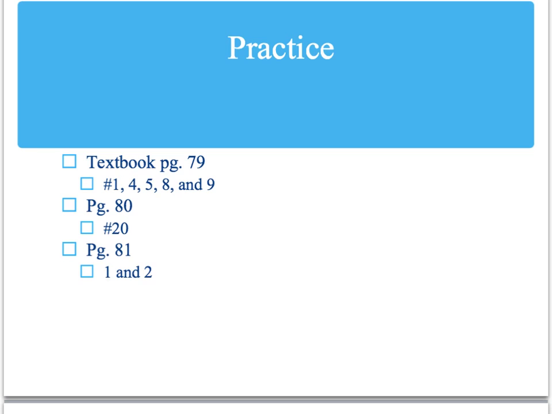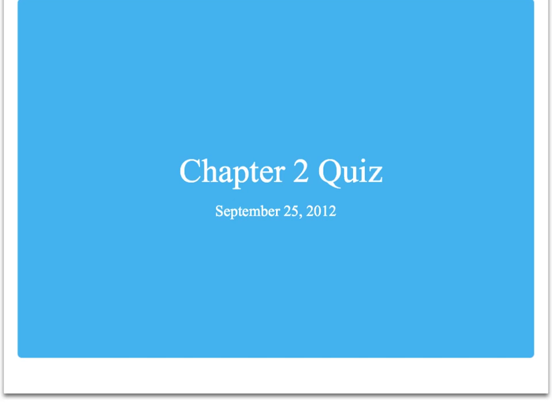Okay, some practice pages. Pages are listed here, page 79, page 80, and page 81. You can see the numbers that are on here, 1, 4, 5, 8, and 9 on 79, number 20 on page 80, and number 1 and 2 on page 81. Those are great practice for you to get you ready for this quiz, which, as a reminder, is next Tuesday, September 25th.